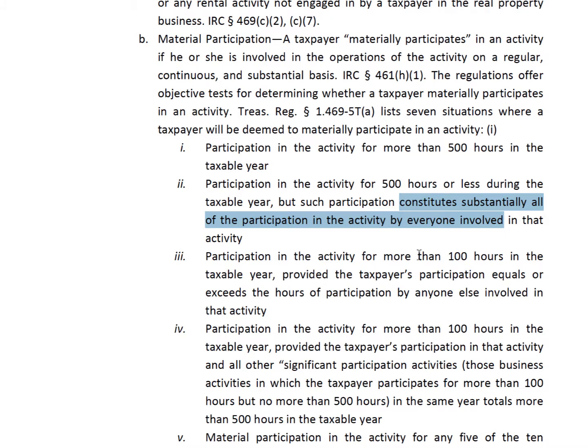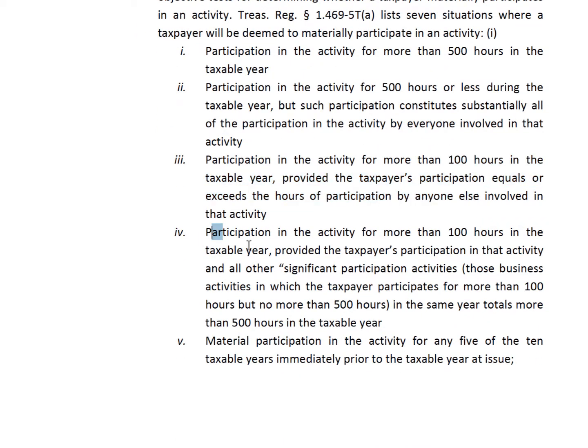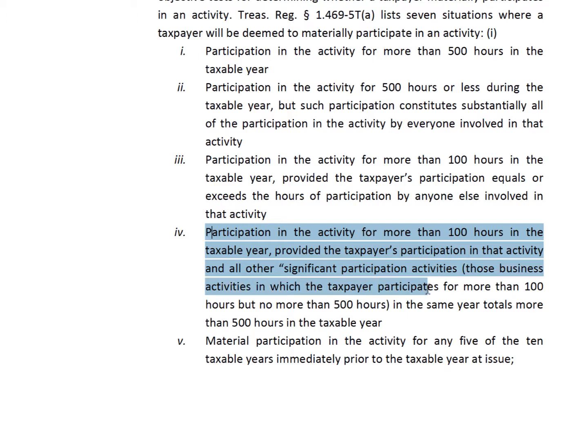Third, participation in the activity for more than 100 hours in a taxable year, provided the taxpayer's participation equals or exceeds the hours of anyone else in the activity. Fourth, participation for more than 100 hours in a taxable year, provided the taxpayer's participation in the activity and all other significant participation in the same year totals more than 500 hours.